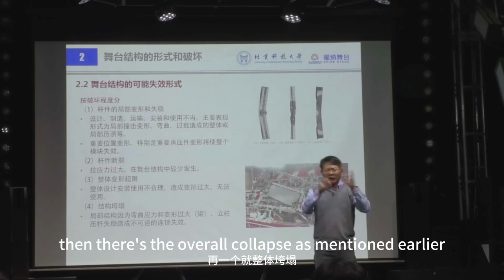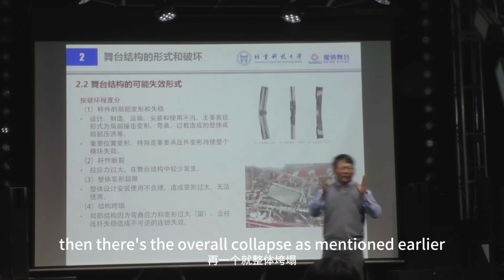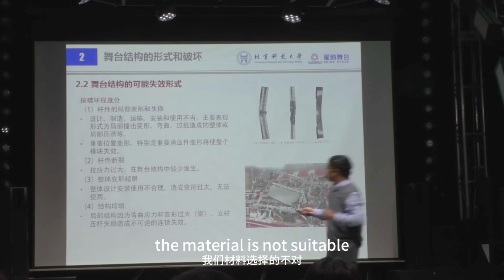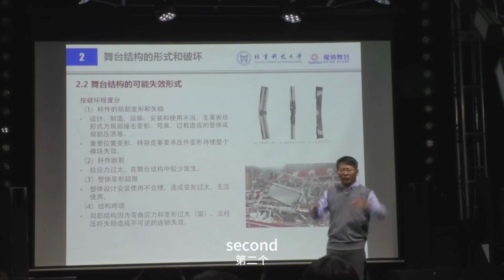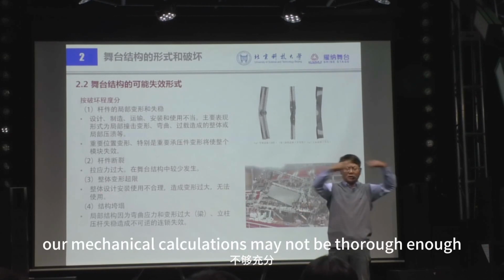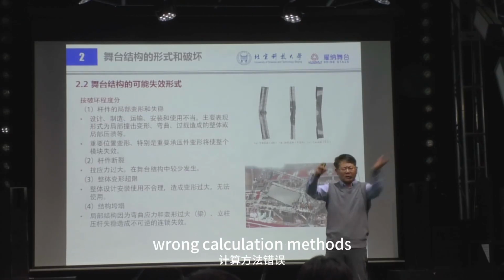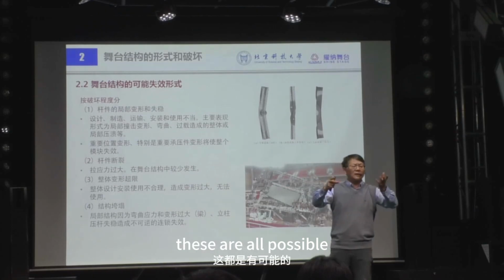Then there's the overall collapse. As mentioned earlier, common errors in design. First, incorrect material selection. The material is not suitable. Second, our mechanical calculations may not be thorough enough, or the formulas used are incorrect. Wrong calculation methods. These are all possible.